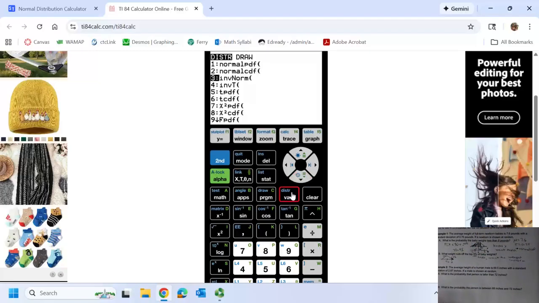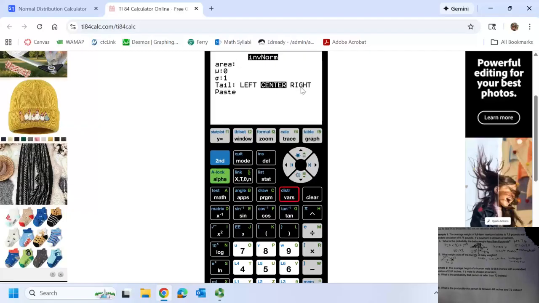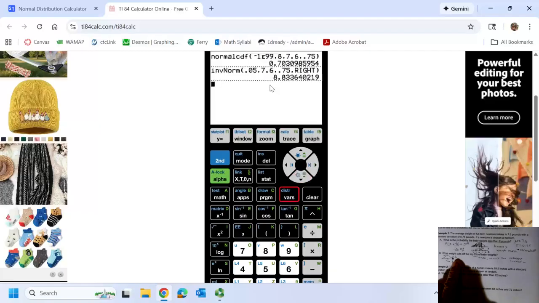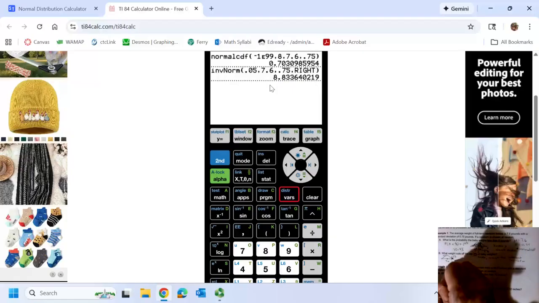So we're going to go to inverse normal, choose that. We're going to give it the area. Notice if you look down just a little bit, right, we're able to tell it if we want left, right, or center. So I can actually give the area of 0.05. So the area goes in as a decimal, 0.05. Our mu is 7.6. Our sigma is 0.75, and we want to be to the right. And enter. So that value, that weight that cuts off the top 5% of baby weights, 8.83 pounds.